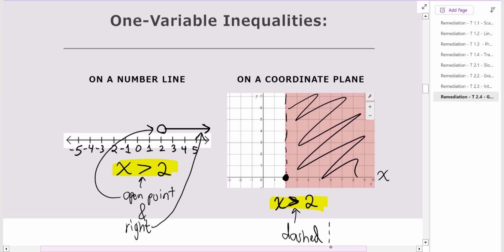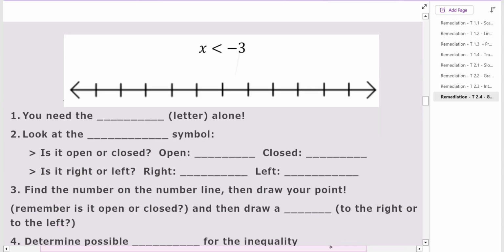So aquí en este ejemplo, x es mayor que 2, pero cuando estás en un coordinate plane, eso significa necesitas pintar derecho de la línea y la línea es en partes.